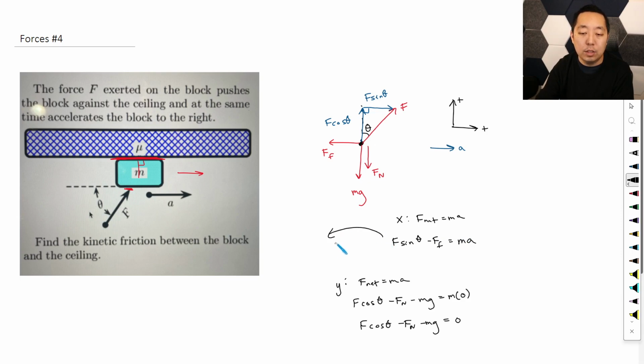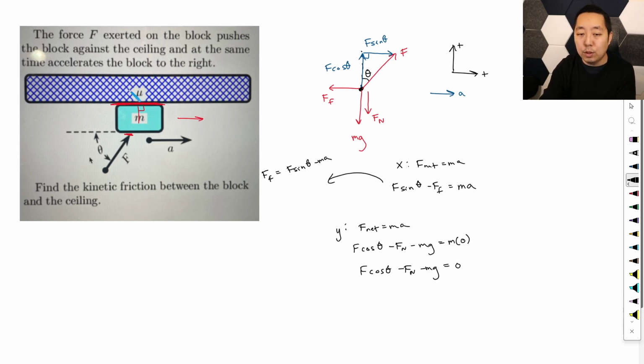One, the easiest way is you could solve for the frictional force here and set it equal to F sine theta minus ma. Okay, that's one way we could do that. And then if you knew F, you knew theta, you knew the mass, you knew the acceleration, then you'd be good. Let's assume we are given all that information.